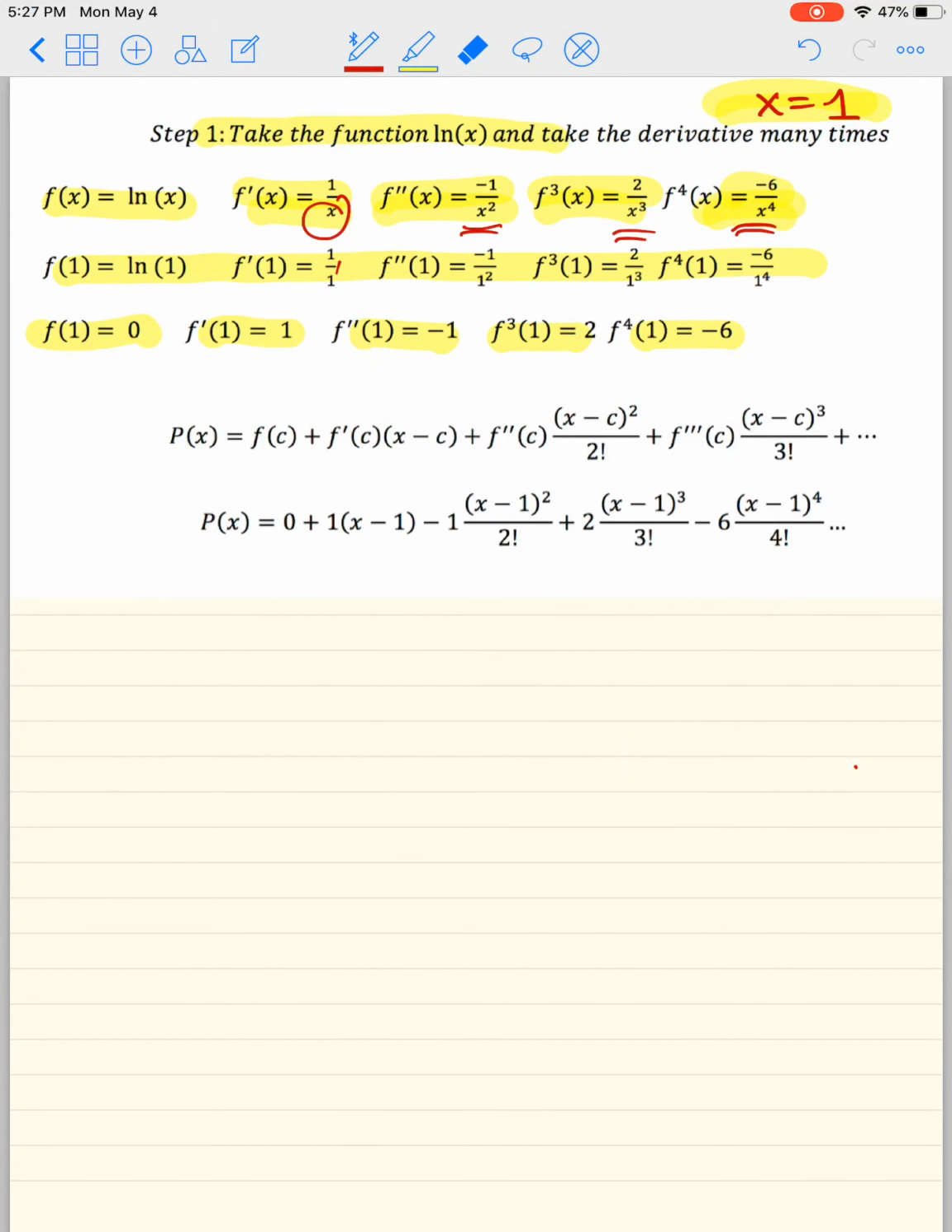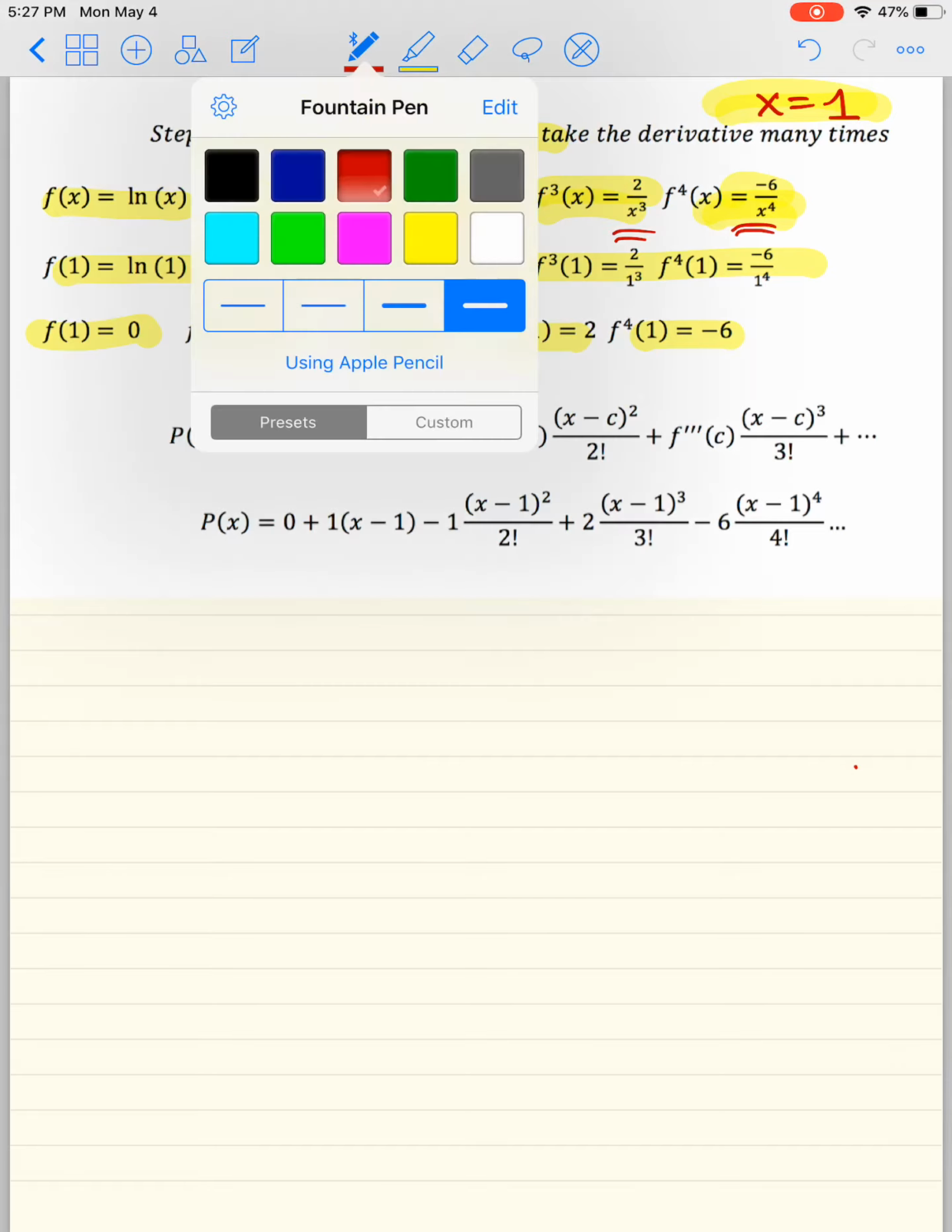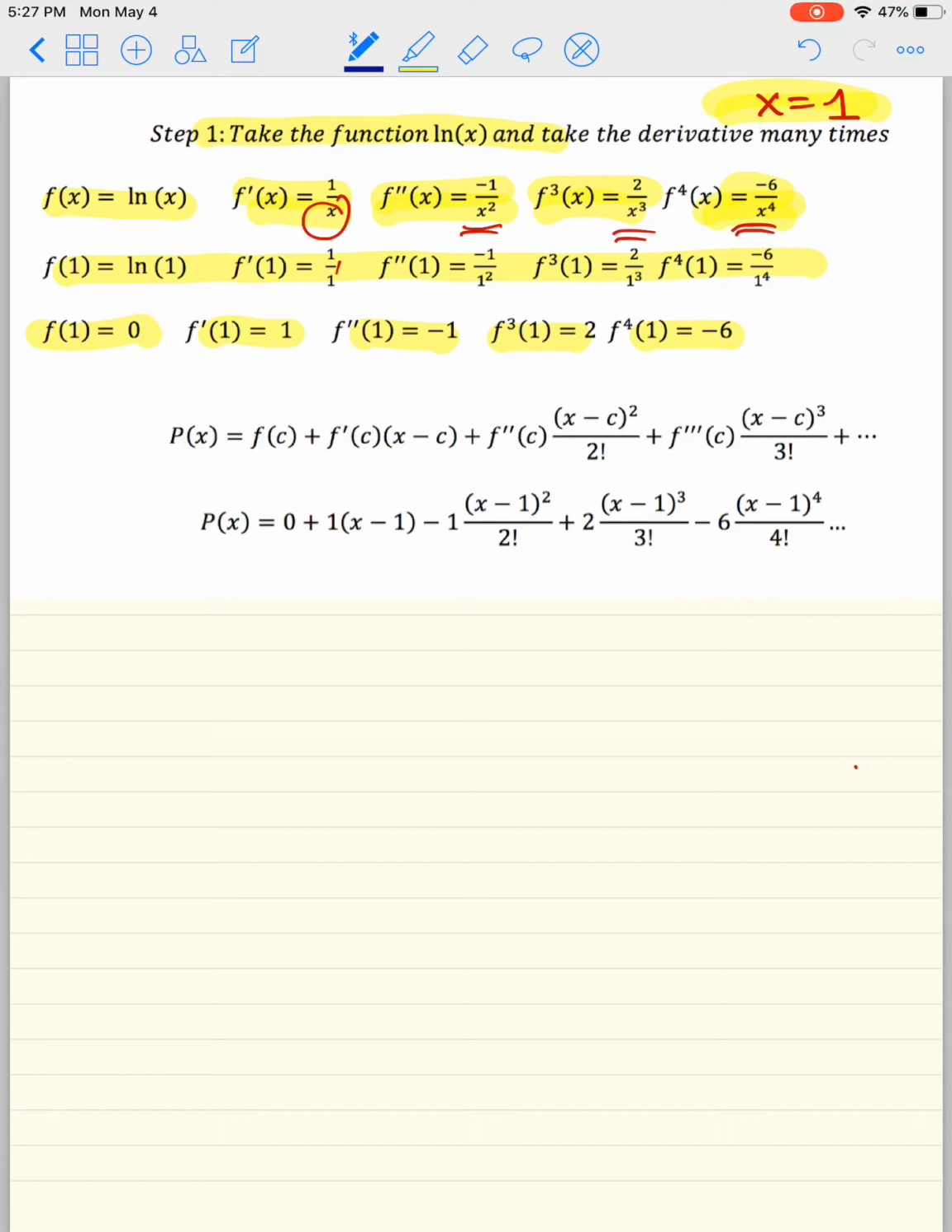Well, I already wrote it out for you guys, okay? Because I wanted to save time so I could show you something more exciting. So, first guy, I'm actually going to try this out for the first time. The first guy is 0. That's him. The second guy is going to be f prime of c. That's him. And then x minus 1.